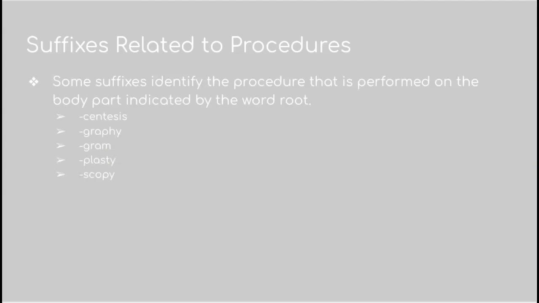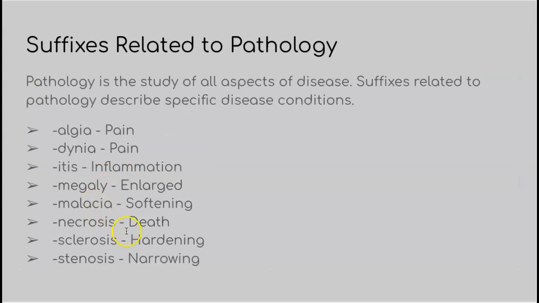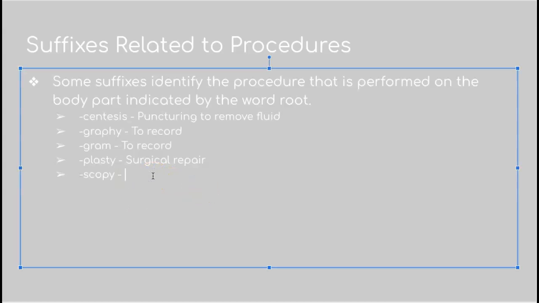Suffixes that are related to procedures. Some suffixes identify the procedure that is performed on the body part indicated by the word root. Centesis is the process of puncturing to remove fluid. Graphy and gram both mean to record. Plasty is the surgical repair. And scopy means to look or observe.